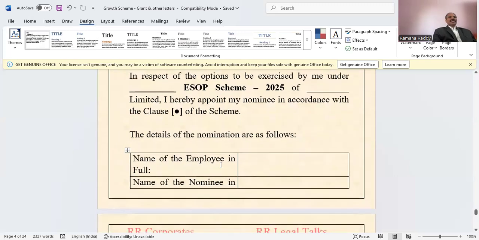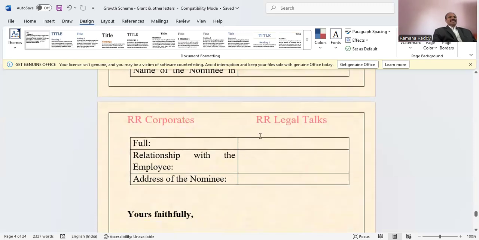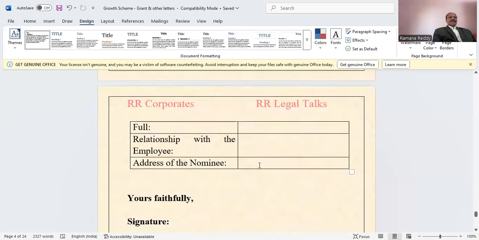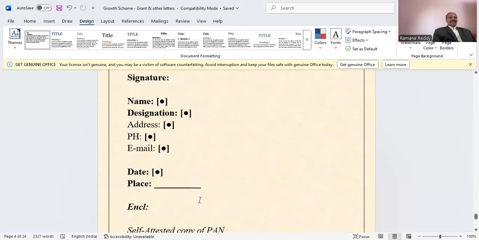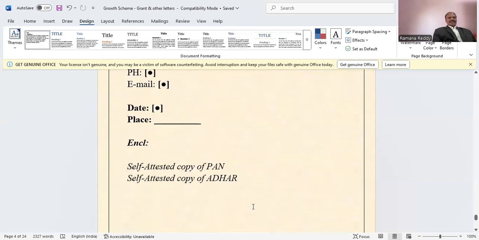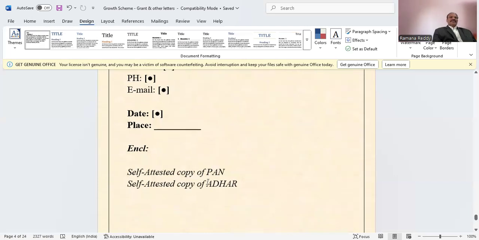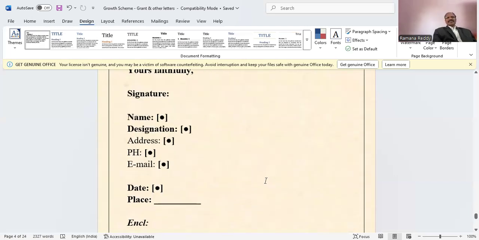Here he has to fill in the details of the employee and write the nominee's full name and relationship, whether father, mother, daughter, son, wife or husband, whatever the relationship, and the address of the nominee. Yours faithfully, signature, name of the employee, designation, address, phone, and email, with self-attested Aadhaar and PAN, and the attested Aadhaar and PAN details of the nominee also.